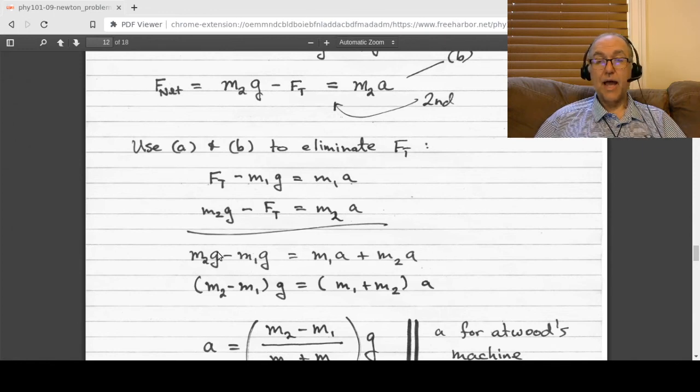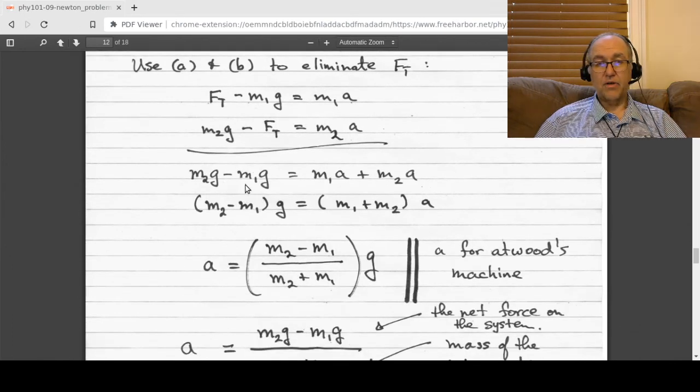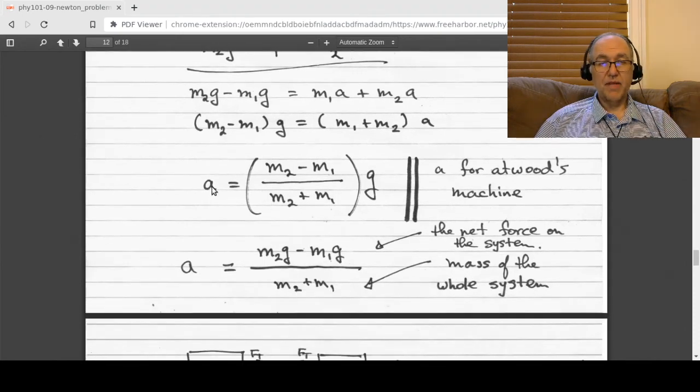Let me group together the terms on both sides. I can factor out a g here, and I get (M2 minus M1) times g is equal to (M1 plus M2) times a. We're solving for a. And so here we have that a is equal to (M2 minus M1) divided by (M2 plus M1), times g. And this is our formula for Atwood's machine.